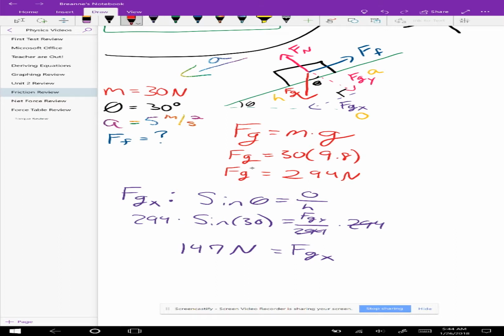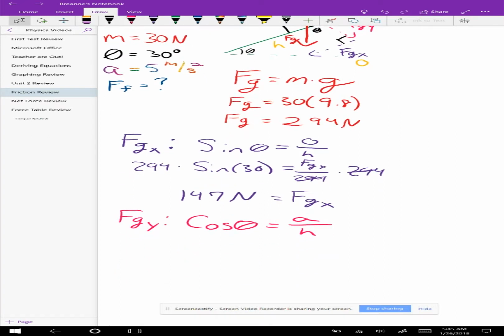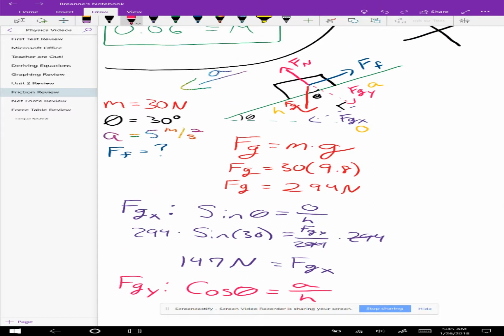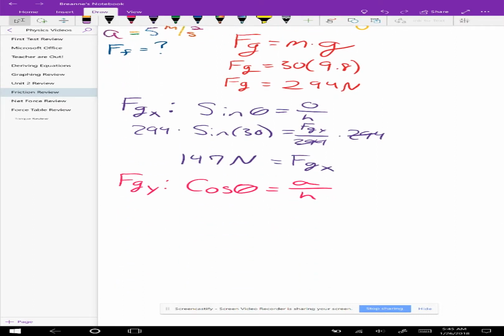And then to find your force of gravity in the y, you'll use cosine. Now, if you've already done the net force review or the force table review, you notice that on all those it was cosine for your x and sine for your y. This is the only time it will flip, when you're dealing with gravity. So you don't necessarily have to memorize it. I would always just do your opposite, adjacent, hypotenuse, label those, and you can go from there.